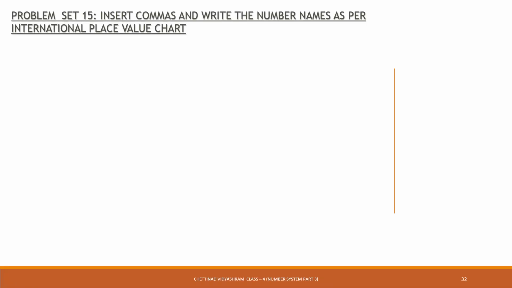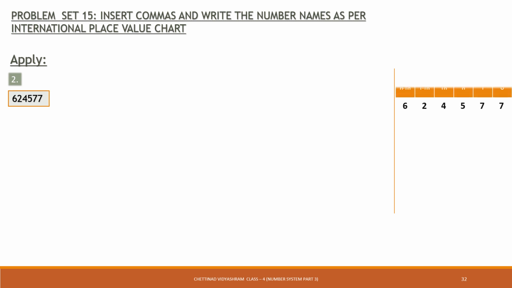Problem set 15. Insert commas and write the number names as per international place value chart. Apply. Second sum. 624577. This is the given number. What is the first step, children? As usual, write the places on top of it. So it has ones, tens, 100, 1000, 10,000 and 100,000.